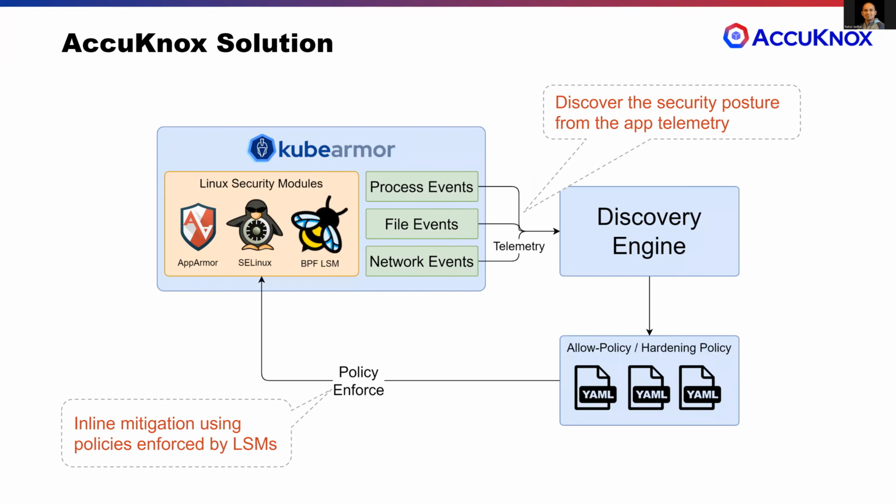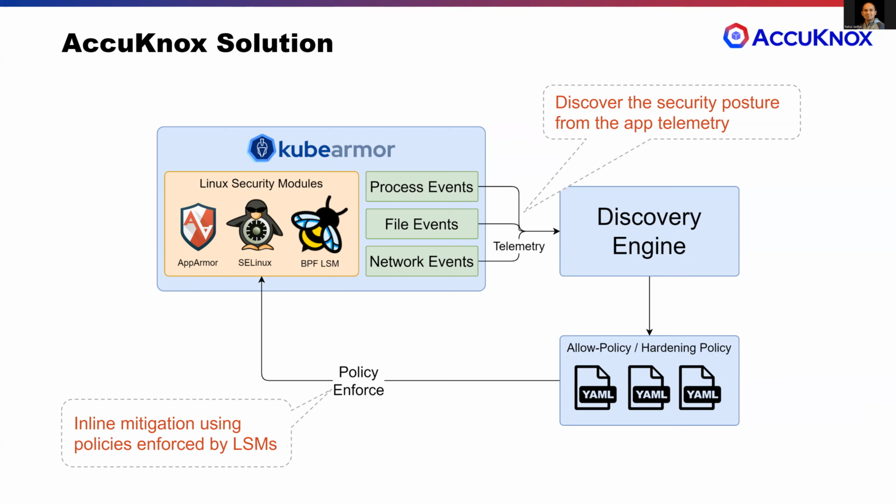AccuKnox Solutions provides a full framework to identify and discover the least permissive security posture of the workload using the process, file, and network telemetry data emitting from the workload behavior. Furthermore, the policy enforcement is handled using Linux security modules such as AppArmor, SELinux, and BPF-LSM.